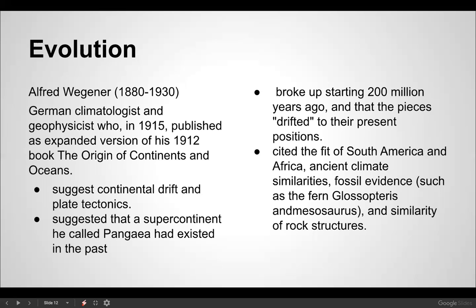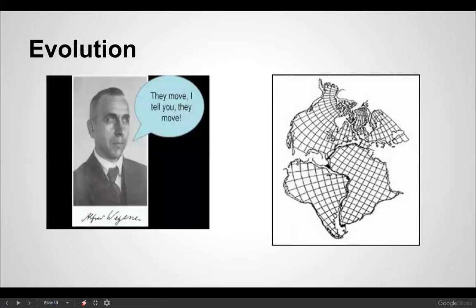He suggested a supercontinent called Pangaea had existed, broke up starting 200 million years ago, and drifted to present conditions and positions. He cited the fit of South America and Africa, ancient climate similarities, fossil evidence such as the fern Glossopteris and Mesosaurus, and the similarity of rock structures.